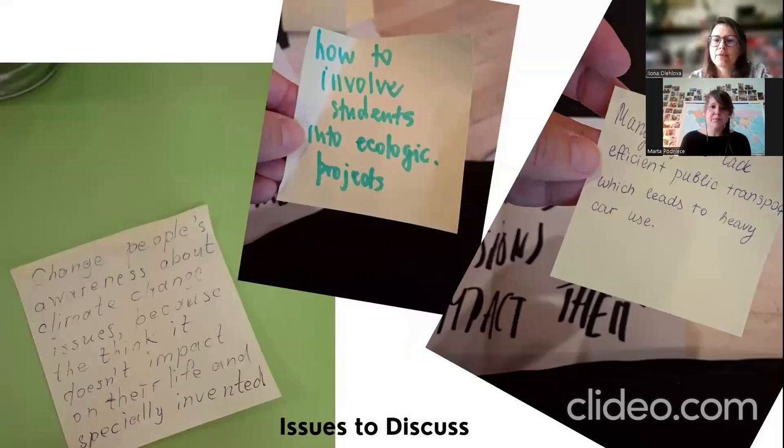When you do this audit, which you can download afterwards and try, another step can be that after discussing all the different points, the participants write, for example, on post-it notes, some issues they would like to discuss with each other. This activity was in the Czech Republic, I forgot to mention. For example, there were questions like how to involve students in ecological projects, the lack of efficient public transport, which means people travel mostly by cars, or how to change people's awareness about climate change.